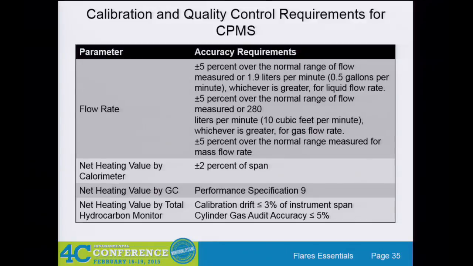I'm sure that people have commented on this for the rules, so we'll see what comes out of that. Pretty typical: GC's got PS9, calorimeter plus or minus 2%. So this one's the big frustration.